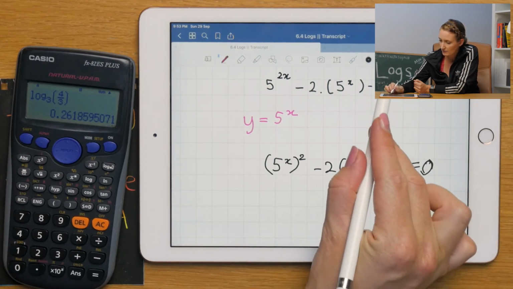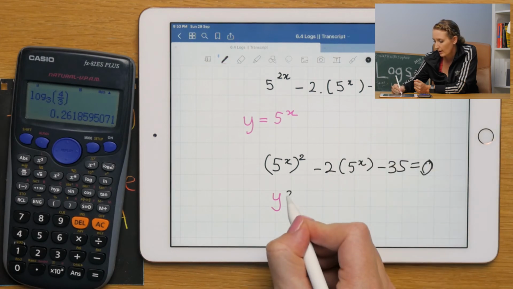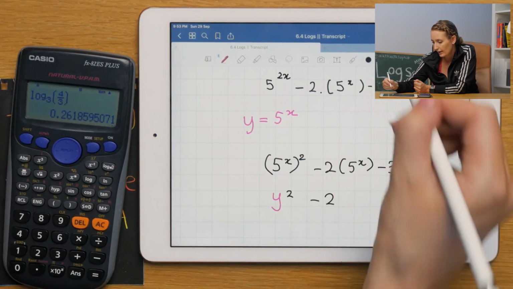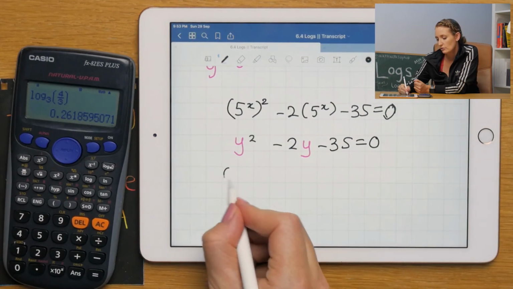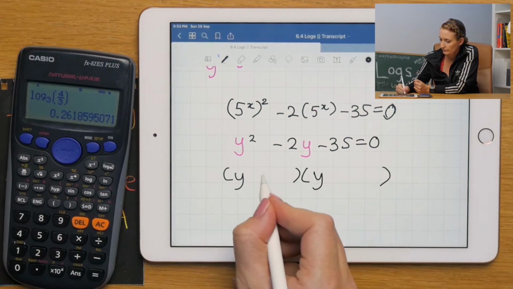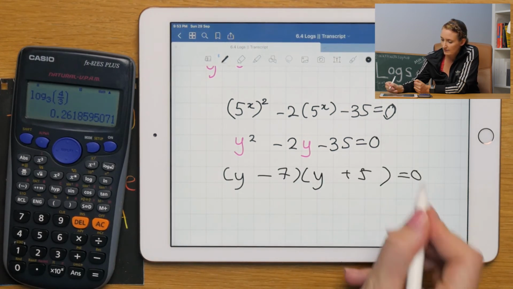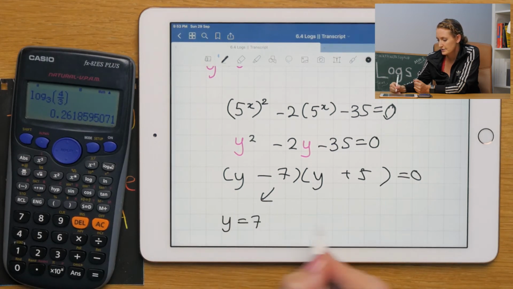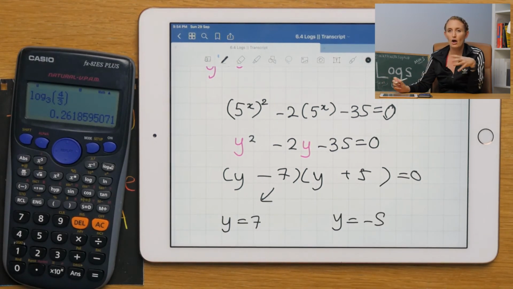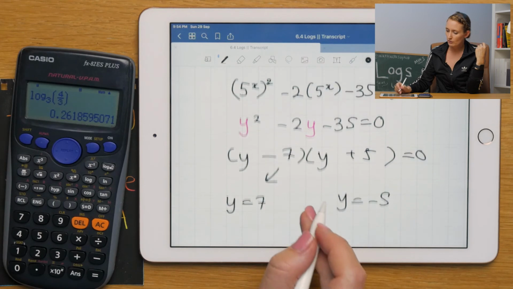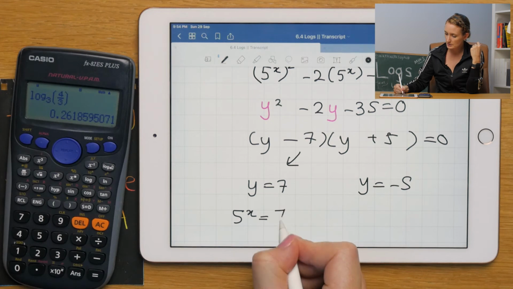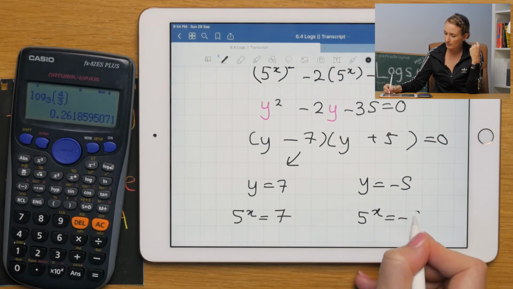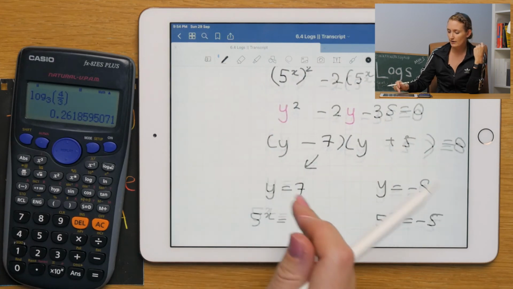Everywhere where I have a 5 to the x, I'm going to replace it with y. So y squared minus 2y minus 35 equals 0. I need to factorize. That's going to give two answers. y equals 7, y equals minus 5. The urge now will be to stop because in IGCSE maths you're so used to finishing. But you've got to remember that we said 5 to the x equals 7 and 5 to the x equals minus 5 because we said that y was 5 to the x.